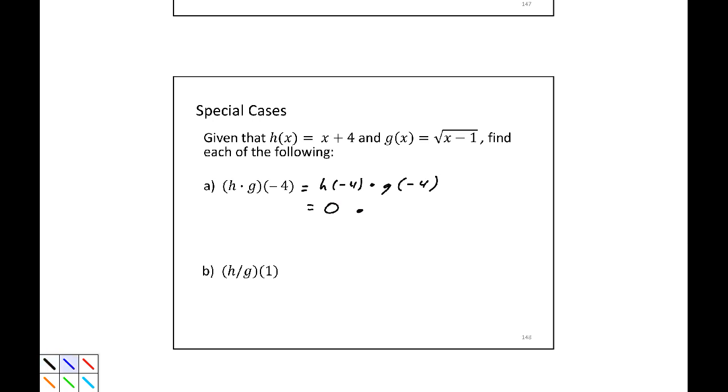Well, if I plug negative 4 into there, square root of negative 4 minus 1, which is the square root of negative 5. Well, that's undefined in and of itself. So we have, I'm just going to write it like this, 0 times the square root of negative 5. And that is going to be undefined as well, because the second term is undefined.